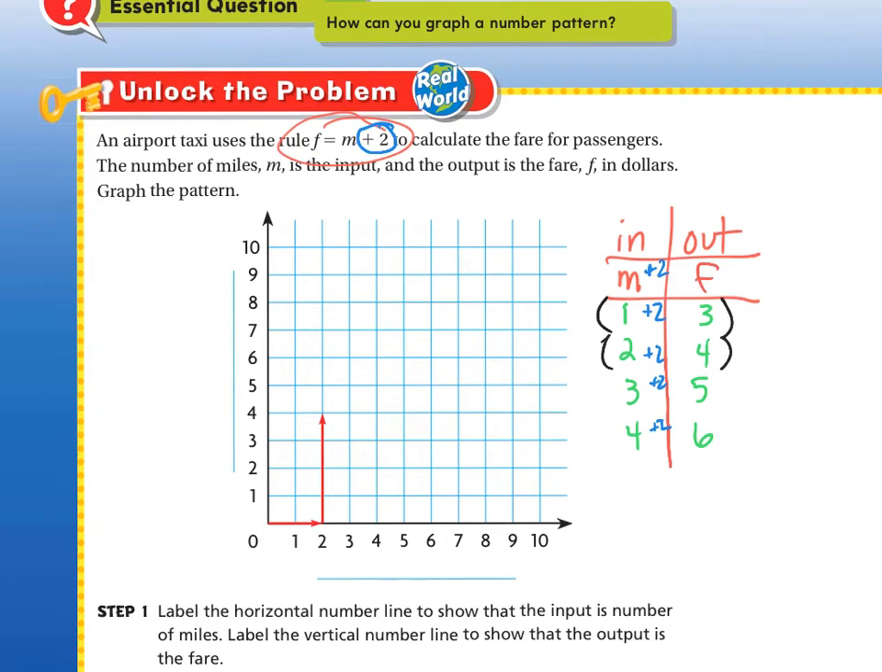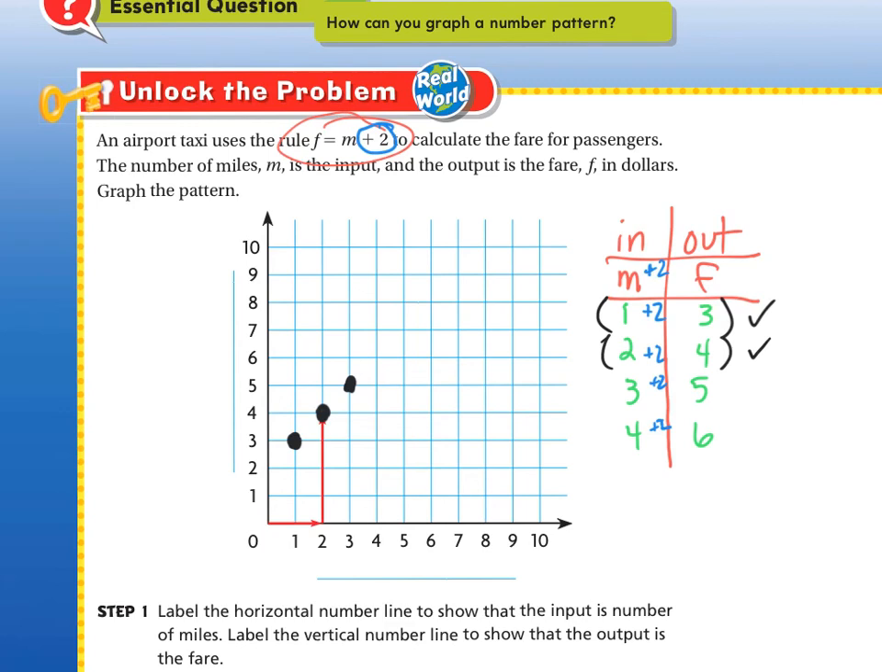So my first ordered pair is 1, 3. Over 1, up 3. So that's that one. Next is 2, 4. So I'm going to go sideways 2 and then up to 4. That's what the example here is showing us. And that's that ordered pair. Next I have 3, 5. So I'm going to go over 3 and up 5 and put a point there.